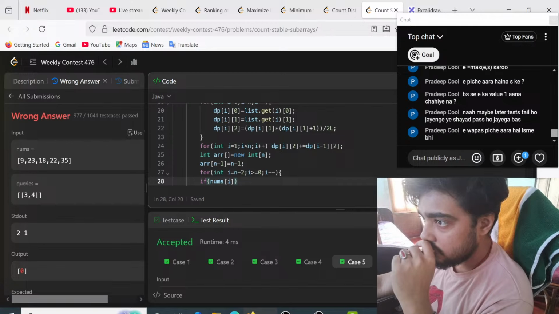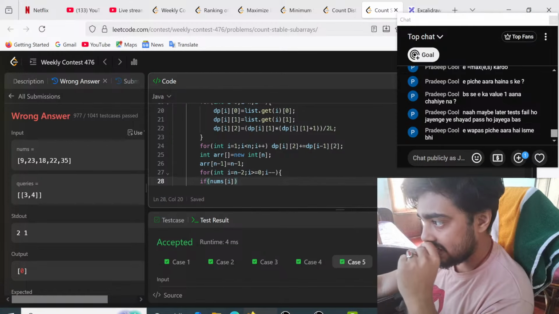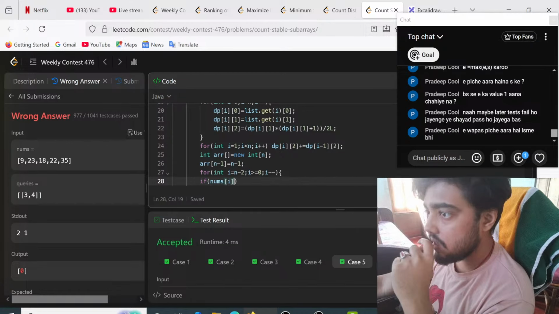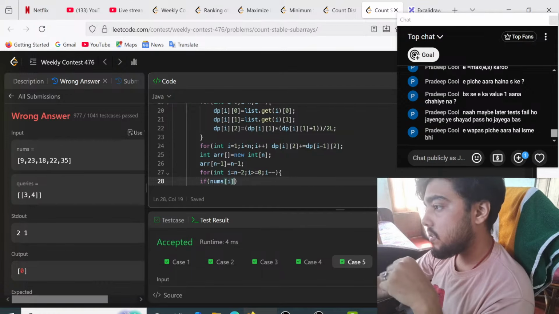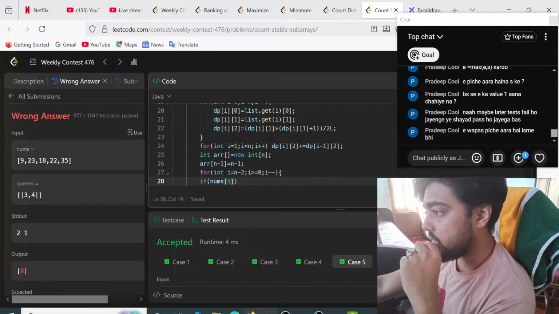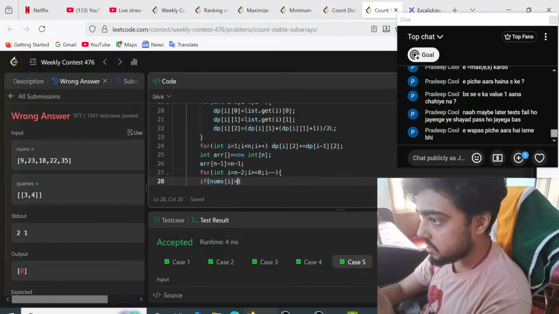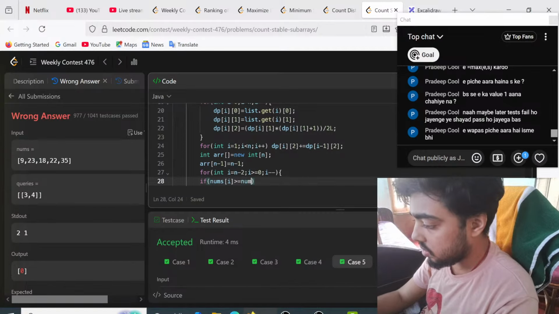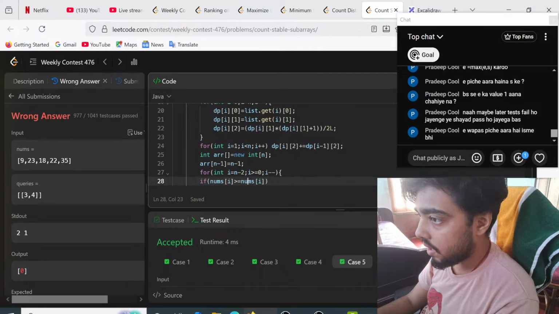int i = n - 2; i >= 0; i--. So I will go from n minus 2 onwards, as long as my next element is greater than or equal to nums[i].